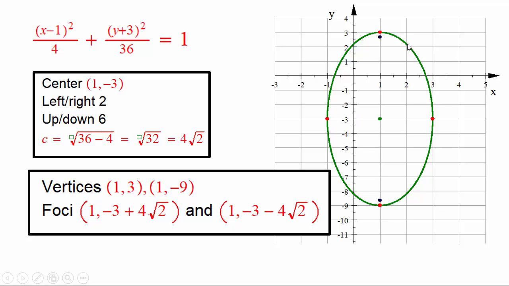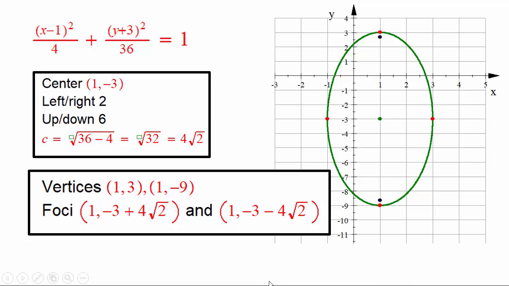The foci are located on the longer axis or major axis, which is right here. So that's 1, your x coordinate. The y coordinate was -3, and then you're going to add and subtract the c that you found up here. So that will give you your foci, which is these blue points that you see right there. Okay? So that's an ellipse.